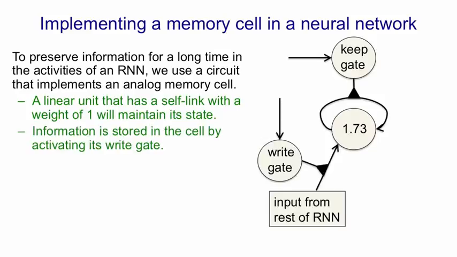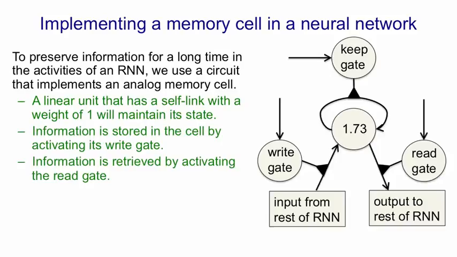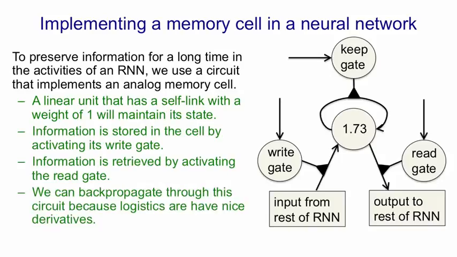To store the information in the memory cell, the rest of the system has to turn on the write gate, and then whatever input is being provided to the memory cell from the rest of the system will get written into the memory cell. Similarly, to read the information from the memory cell, the rest of the system turns on the logistic read gate, and then the value in the memory cell comes out and affects the rest of the recurrent neural network. The point of using logistic units is that we can backpropagate through them because they have nice derivatives. And that means we can learn to use this kind of circuit over many time steps.